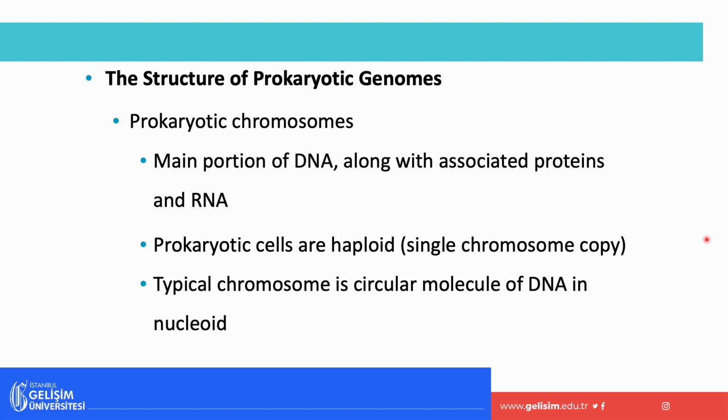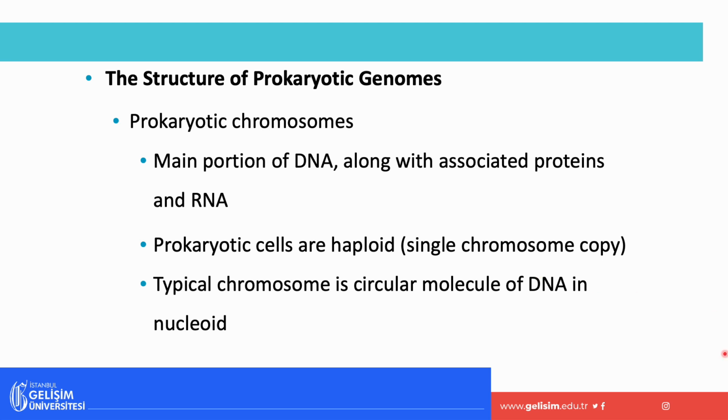All right, looking at the prokaryotic chromosome. Prokaryotic chromosomes are the main portion of DNA in prokaryotic cells, along with the associated proteins as well as RNA. Prokaryotic cells are haploid. This means that they have a single copy of the chromosome, and the typical chromosome is a circular molecule of DNA that's located in the nucleoid region of the cell.